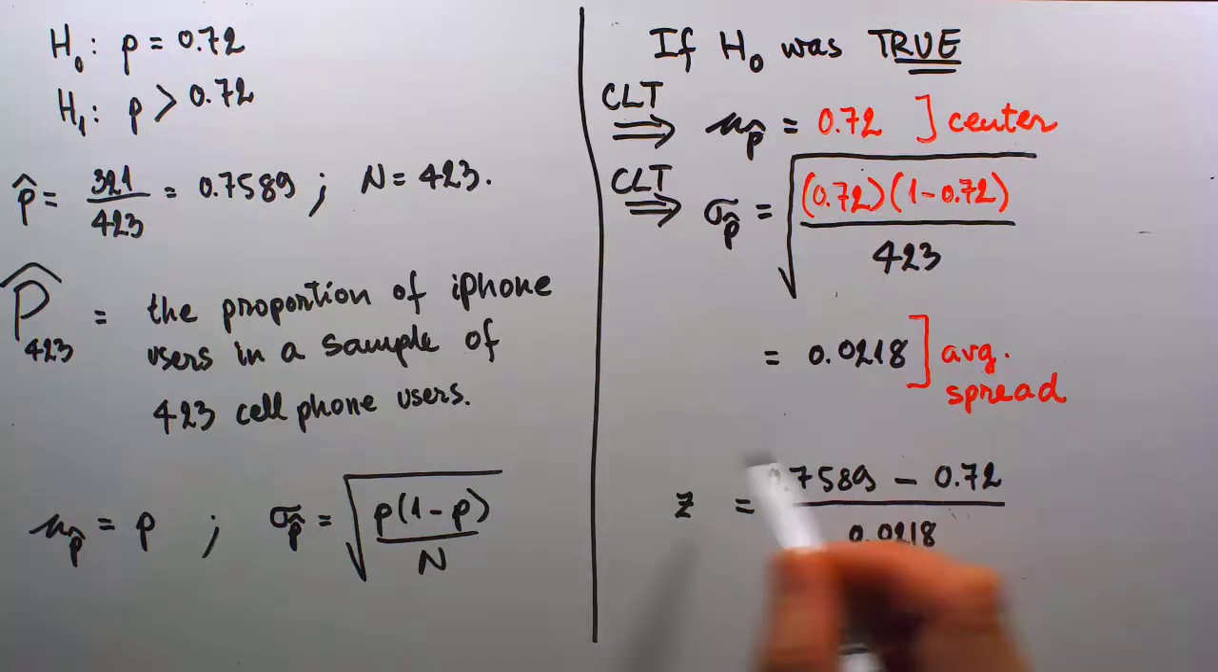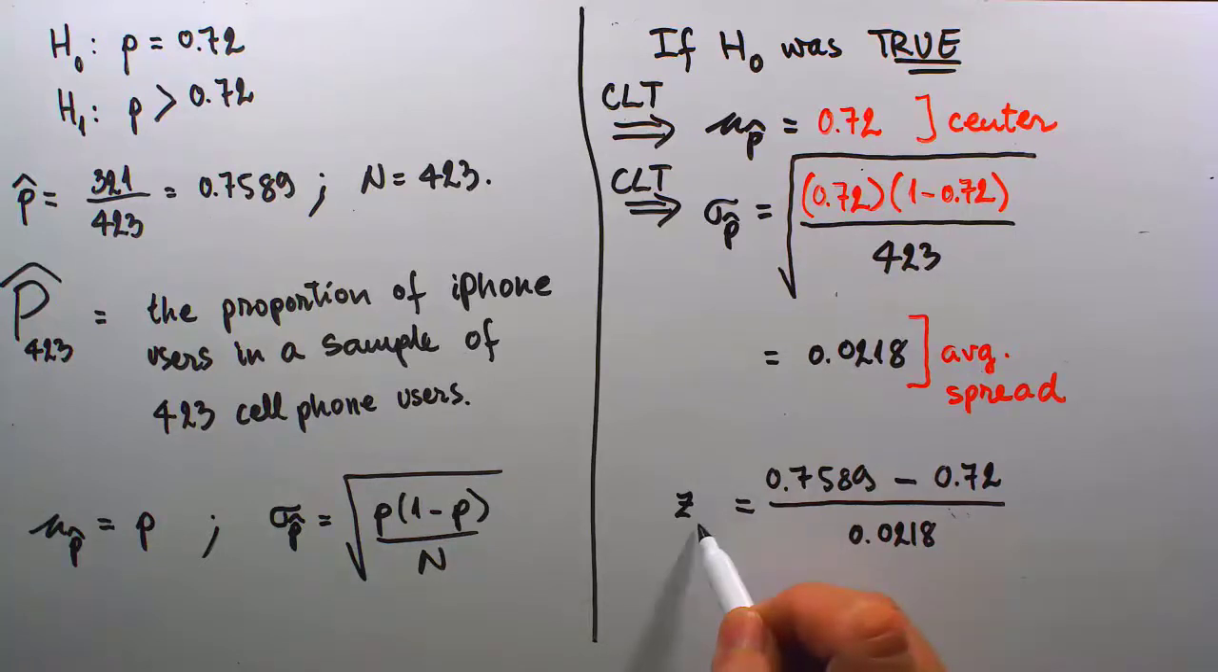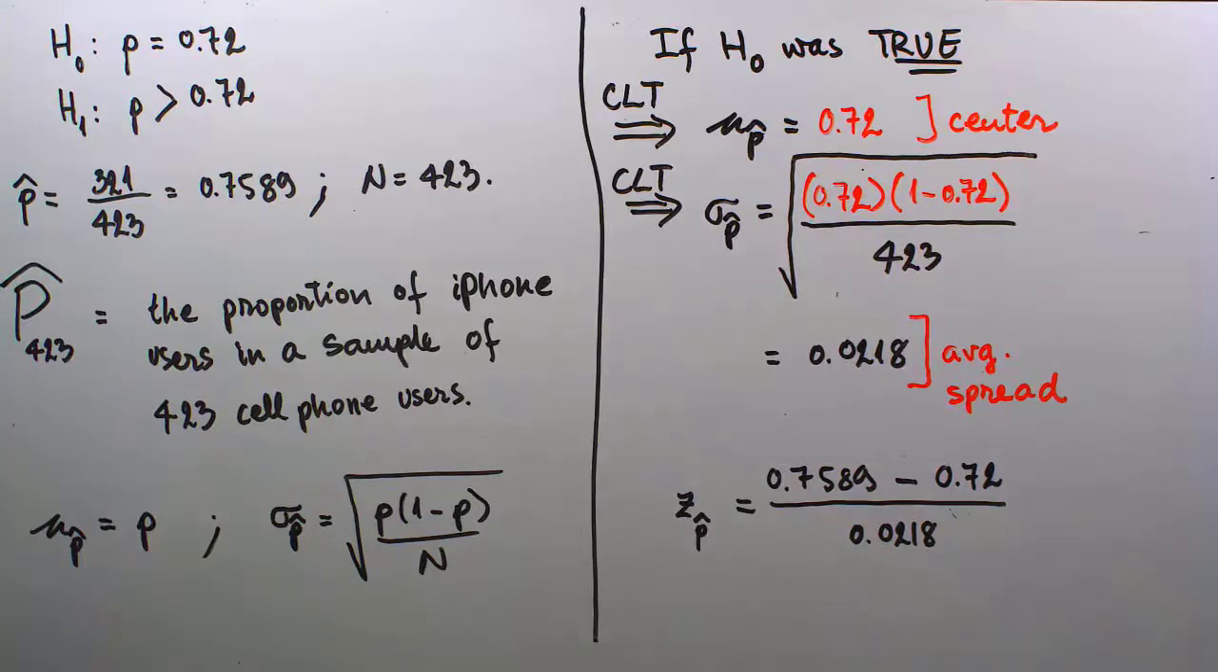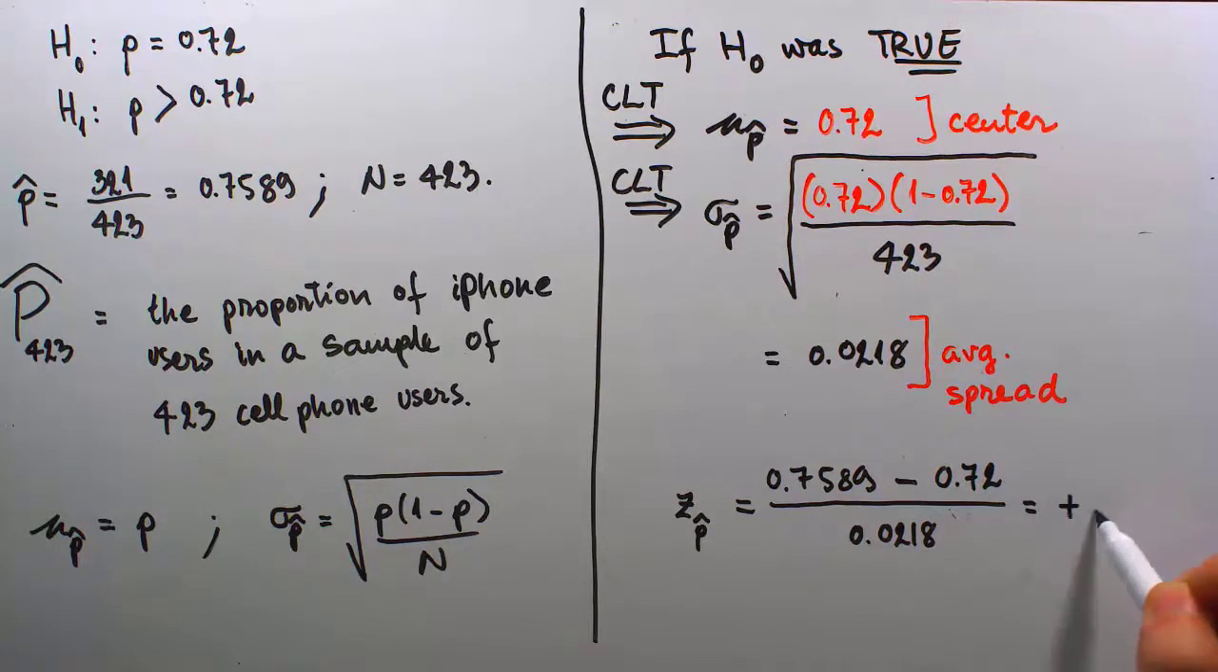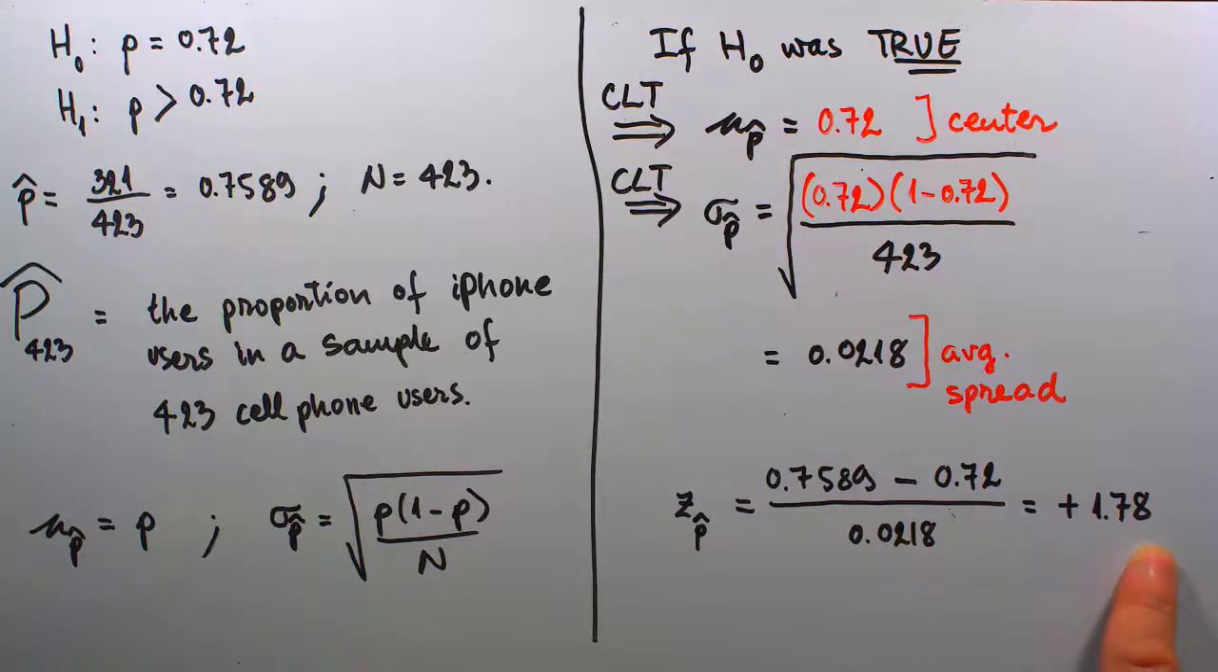So it's just a calculation of a z-score, but here in this problem I optionally give a subscript p hat, indicating that the z-score we have found here is the z-score specifically for the p hat we're using, our sample proportion value. And so the calculation came out to be a positive 1.78 for our sample proportion value. So our sample proportion value here has z-score positive 1.78.